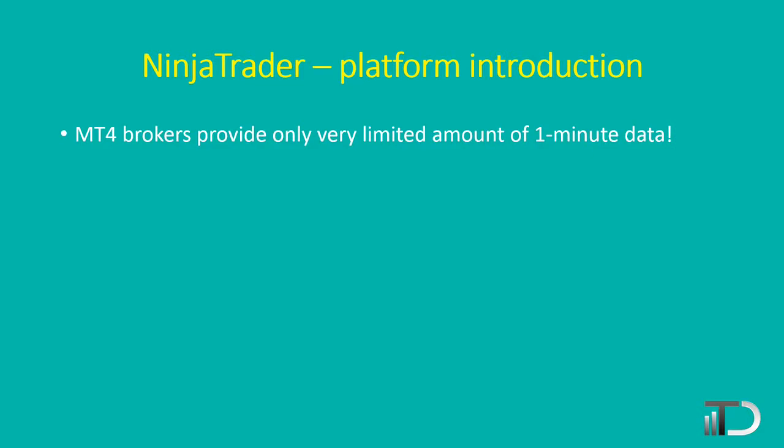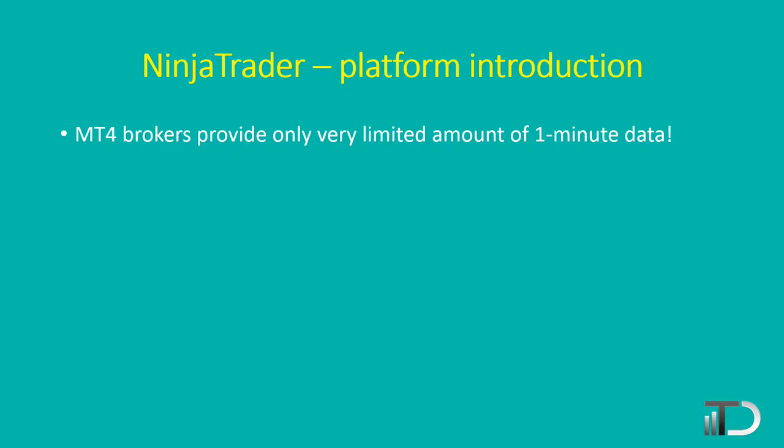And on top of that, most brokers which use MetaTrader provide only very limited amount of the 1 minute data. They provide only a few days of it, and afterwards they provide worse data. So the platform is faster, and they don't need to send you the good quality data, which would slow down the platform and which would most likely crash it.